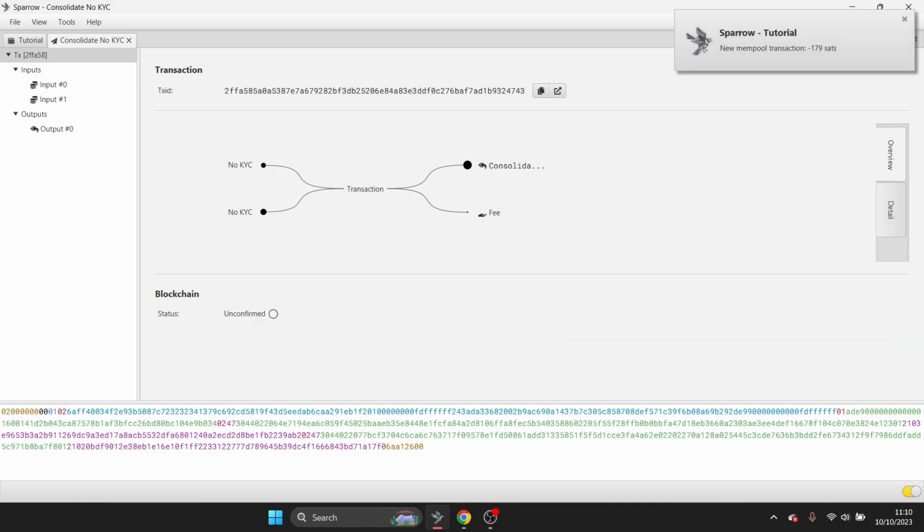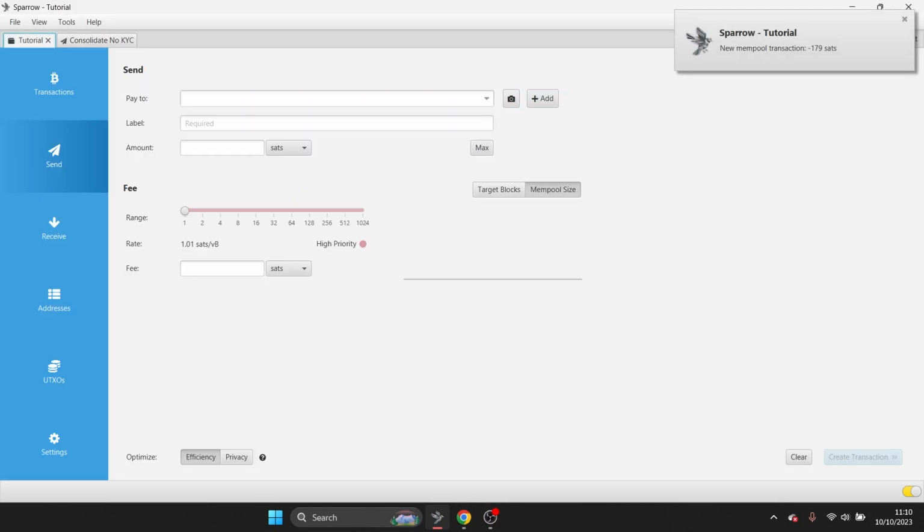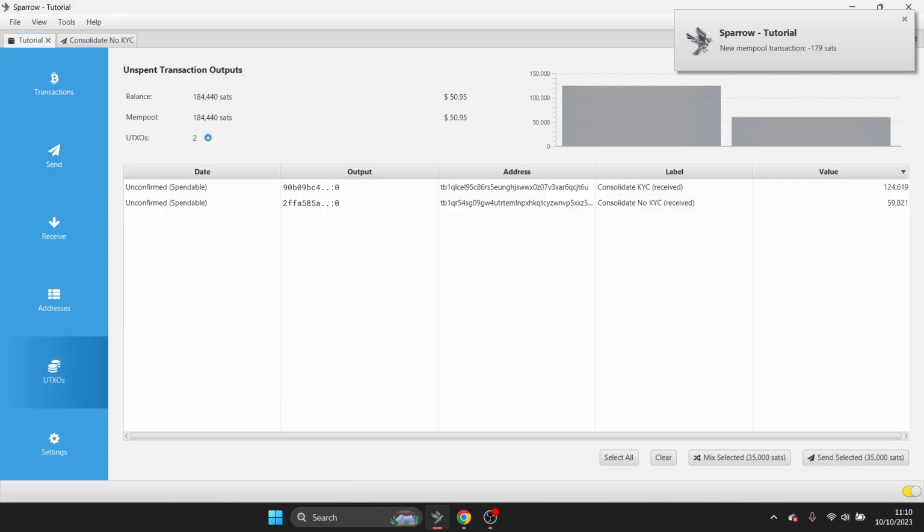And there you go. You've successfully consolidated both your no KYC and KYC UTXOs into 2 different UTXOs. And that is how to manage your UTXOs.